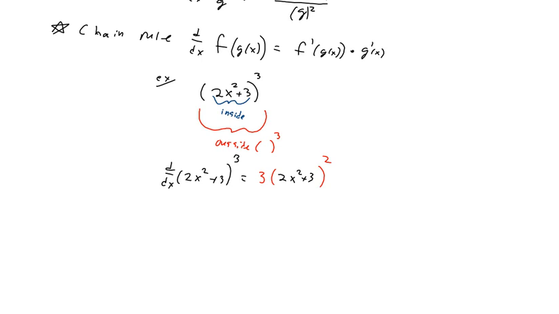Now we look at this 2x squared plus 3 and I do the derivative of it. The derivative of the inside part, I ignore the cube now, just looking at the inside. And I'm going to do a power rule again. This 2 goes on, so 2 times 2, that'll be 4x to the first power. And the derivative of 3 goes away. And so that's my derivative of the inside.